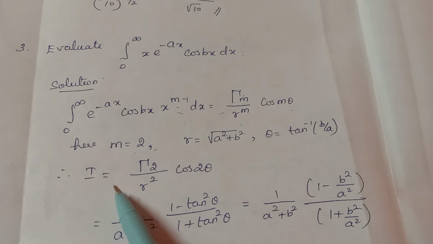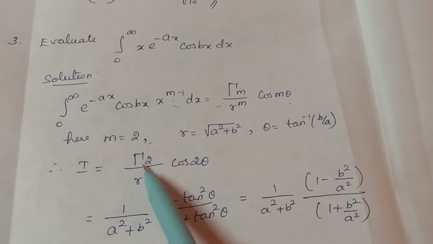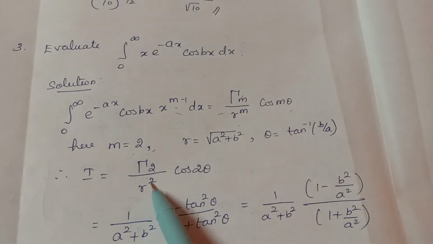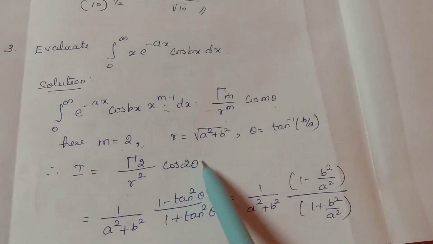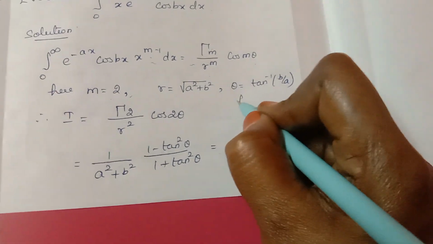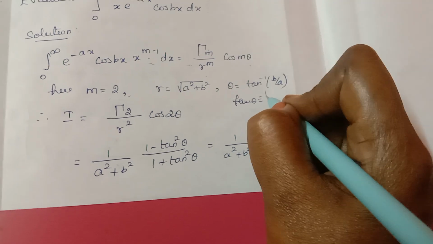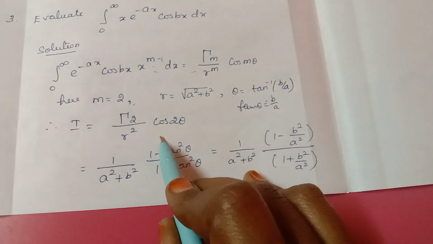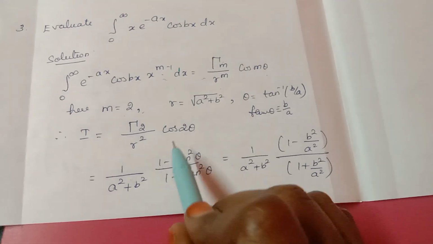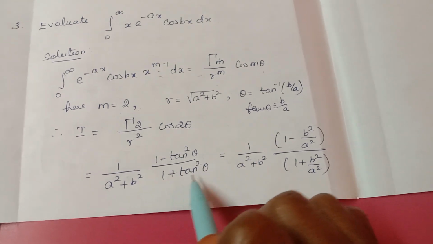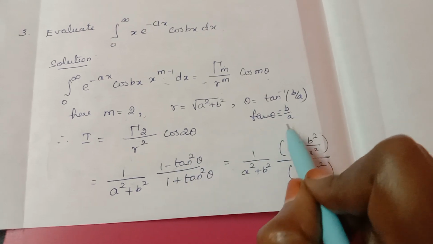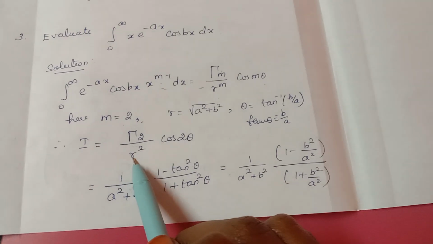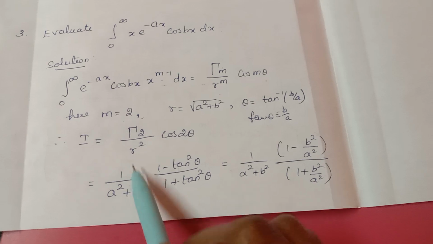Now let me substitute I equal to gamma of m, instead of m you have to put 2, by r power m, so r power 2 into cos 2 theta, right? Now this is in terms of cos 2 theta, but I know what is tan theta. What is tan theta here? Here tan theta is equal to b by a, isn't it? So tan theta I know, but here cos 2 theta is there. We know in the formula, cos 2 theta is equal to 1 minus tan square theta by 1 plus tan square theta. In that one, instead of tan theta, you apply b by a. Okay, here this side, instead of r, I can substitute a square plus b square.